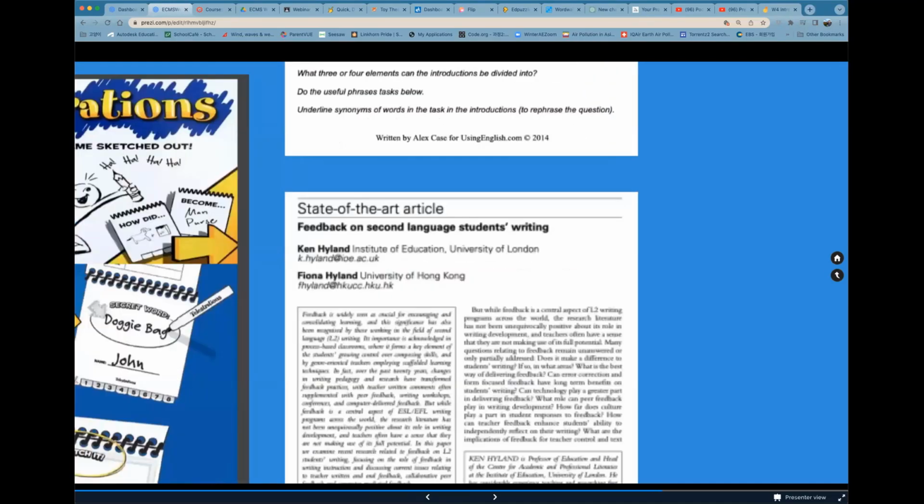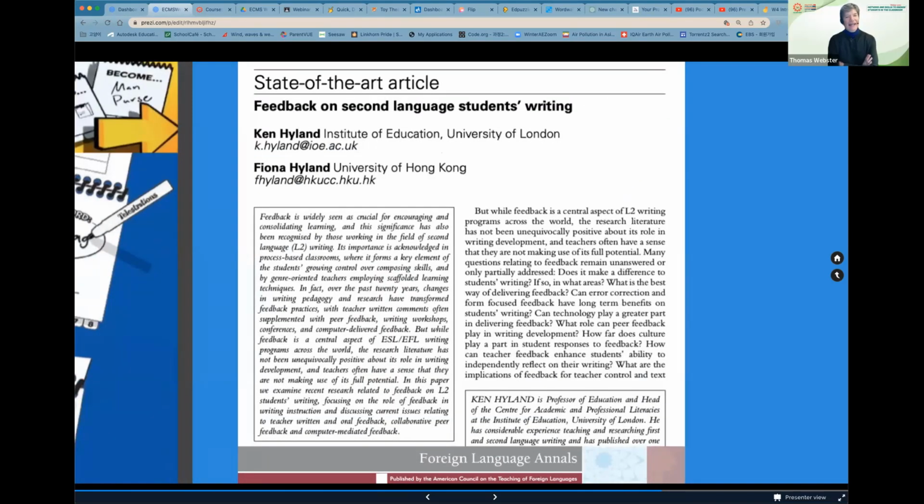And finally, I talked about feedback, giving feedback for students, how to do that. This article points to all the different types of feedback you can give, and it talks about what the benefits are and what the drawbacks are for each one.